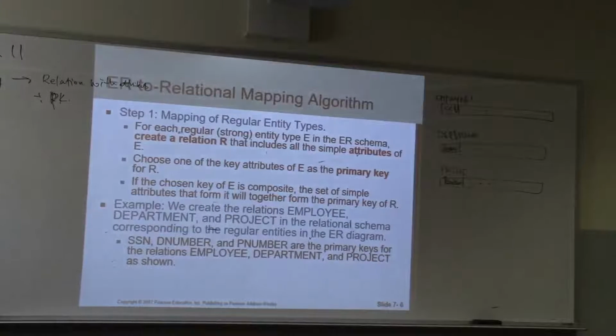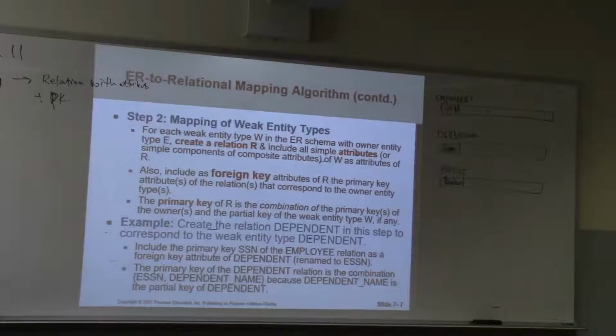So for the regular entity, we can create a relation for each entity. Then we select the attribute and primary key attribute. Okay. The next thing is the weak entity.